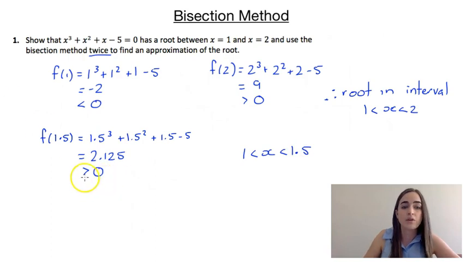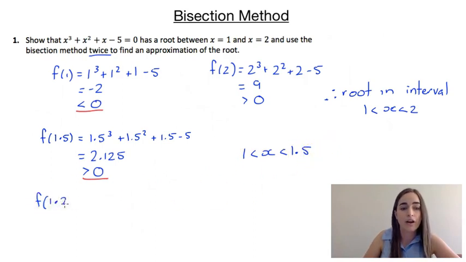Because this one was positive, we match it up with the negative from the step before, because we always need it to be between the positive and the negative values. So that's our first iteration. So we've made our interval a little bit smaller, but we want to get a more accurate approximation. So we're going to do this again. So now we're looking at this interval. So we're going to find the value of the midpoint of 1 and 1.5.